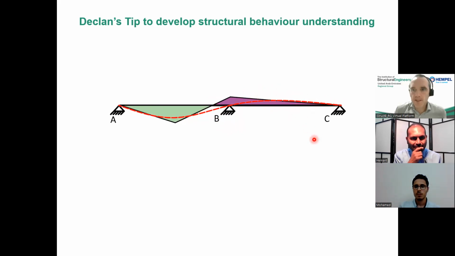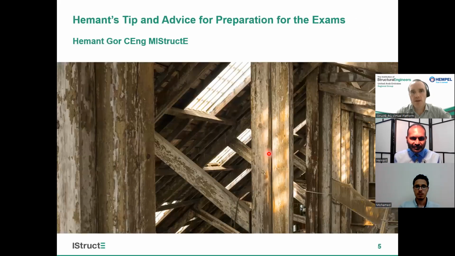So these principles I've just described, you can apply to all types of structures. So I hope that assists you in some way when you do the analysis. So what I'm going to do now, I'm going to hand over to Hemant.